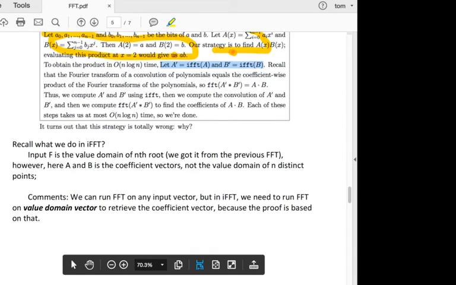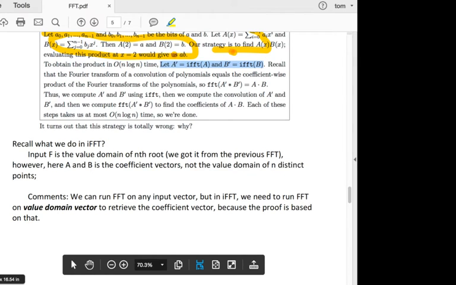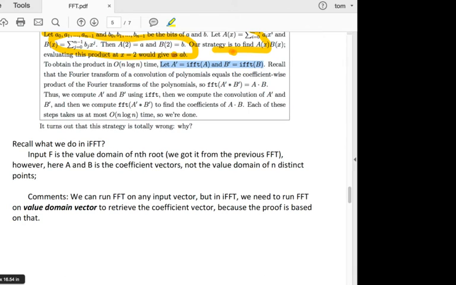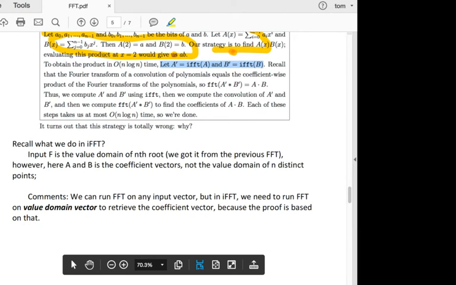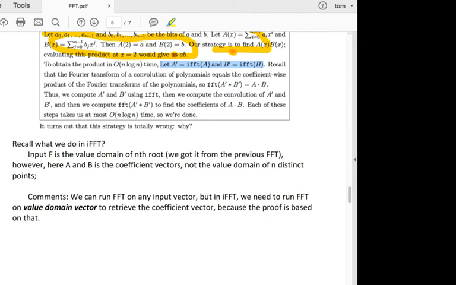So I also have a comment here. We can run FFT on any input vector. It's just an algorithm that doesn't care what the parameter is. It doesn't know the actual meaning. Nothing in the statement of the program says coefficient vector; that is defined as a function.